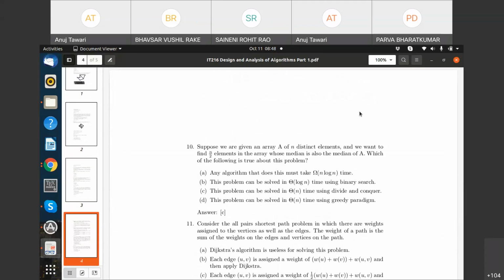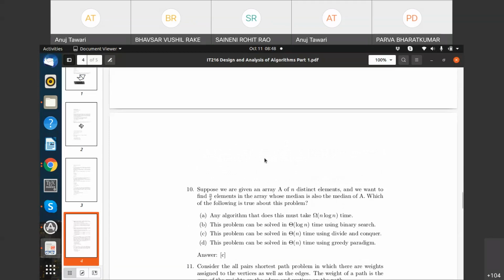This was another easy one. Suppose you are given an array of n distinct elements and we want to find n by 2 elements in the array whose median is also the median of A. Which of the following is true about this problem? So tell me how you solve this problem.